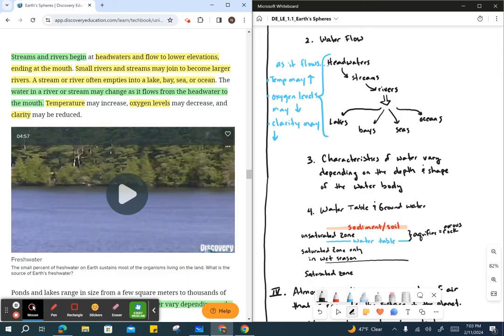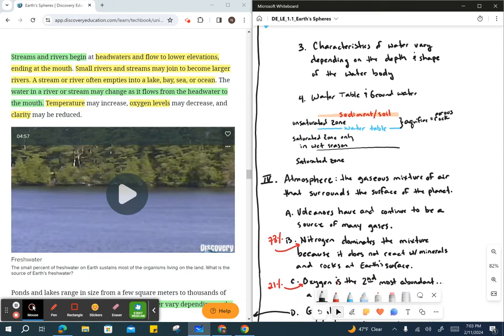Oxygen levels may decrease. And that has to do with these becoming slow, sleepy rivers, less oxygen, more plants, more dead material that accumulates in there. When you're up high near the headwaters, you have a lot of waterfalls, you get a lot of aeration, so a lot of oxygen. So the oxygen levels decrease as you proceed downstream. And then clarity also decreases. The water goes from being nice and crystal clear to often dirty, right? A lot of sediment flowing in there and a lot of biomass, algae, right?